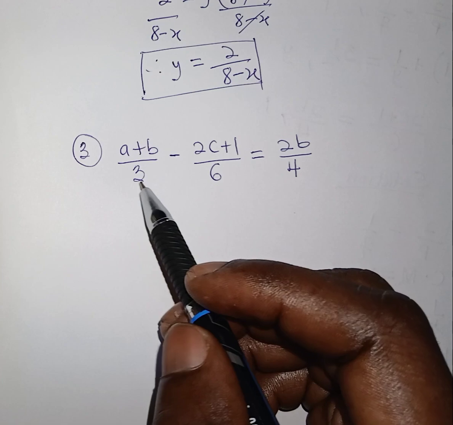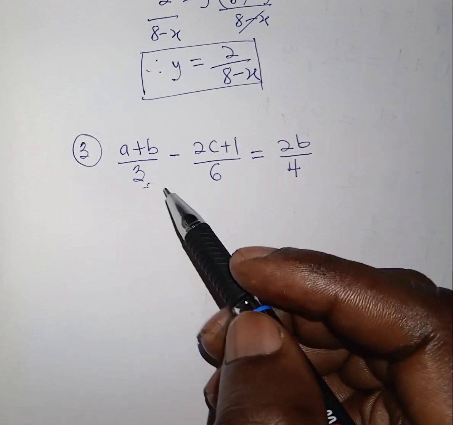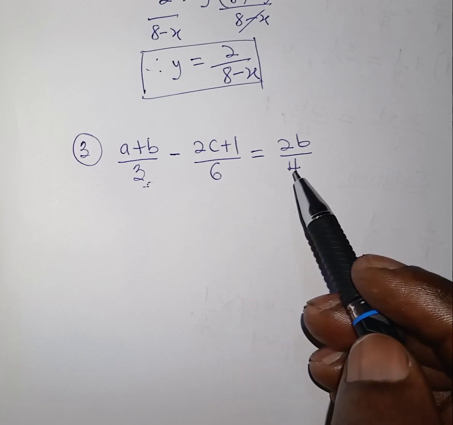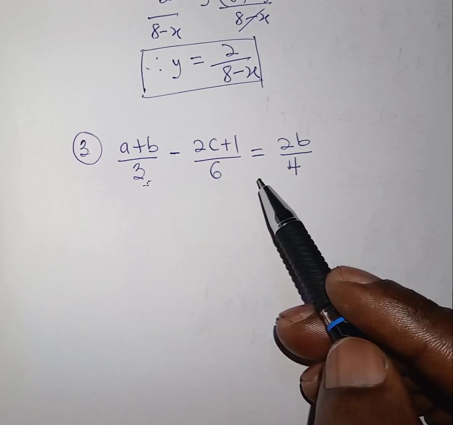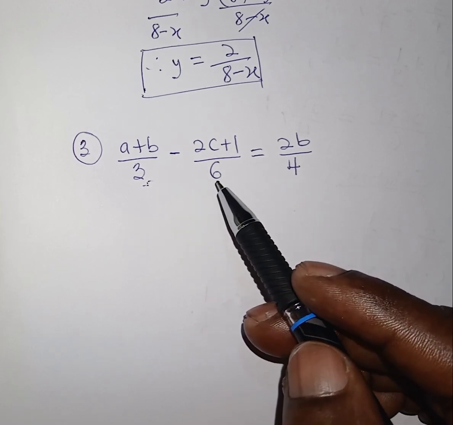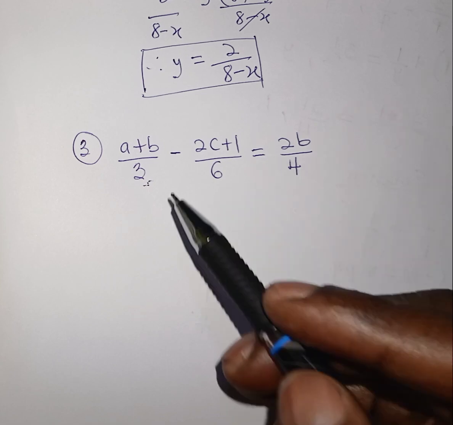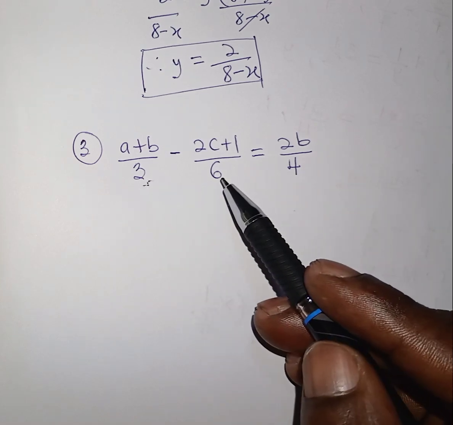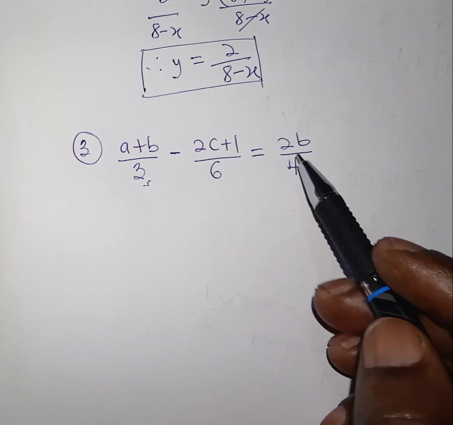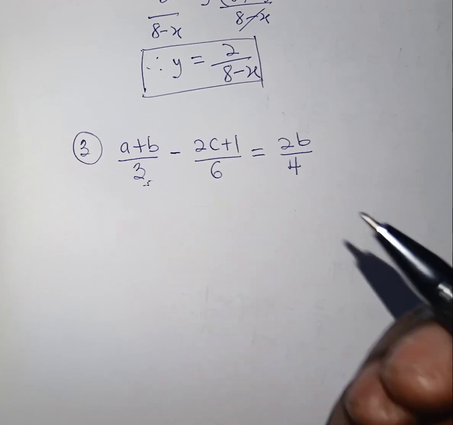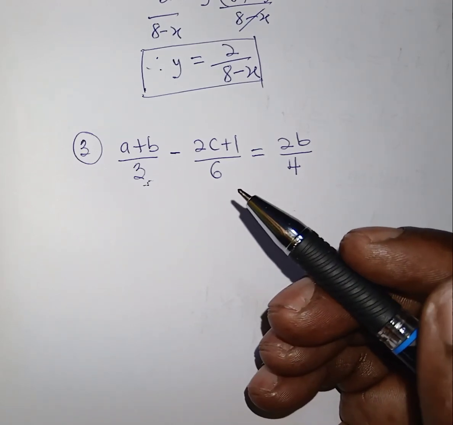So for example 3, now this is what we have. So this one, we have the denominators 3, 6, and 4. So we need to find the LCM, and the LCM means we are finding the least common multiple. Okay, so when you find multiples of 3, multiples of 6, multiples of 4, the least among them. So let me find multiples of this for the purpose of this lesson.